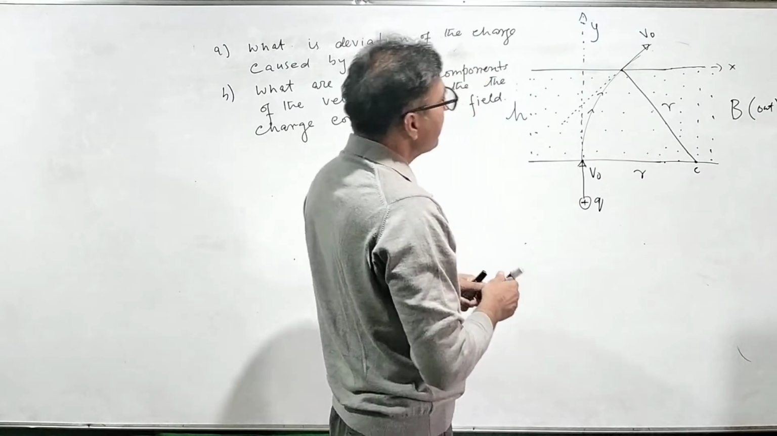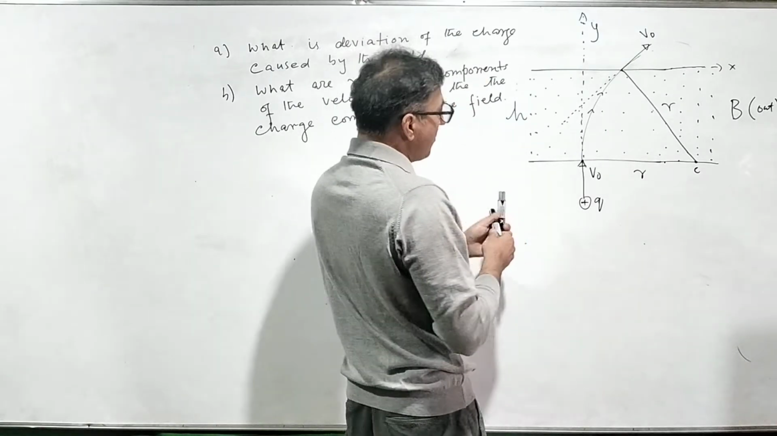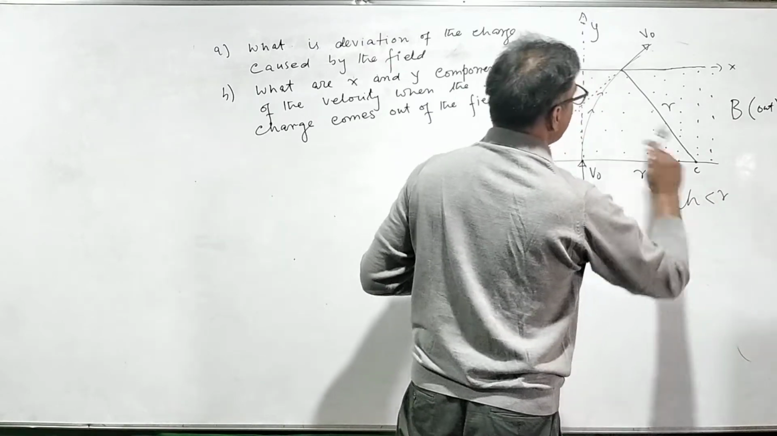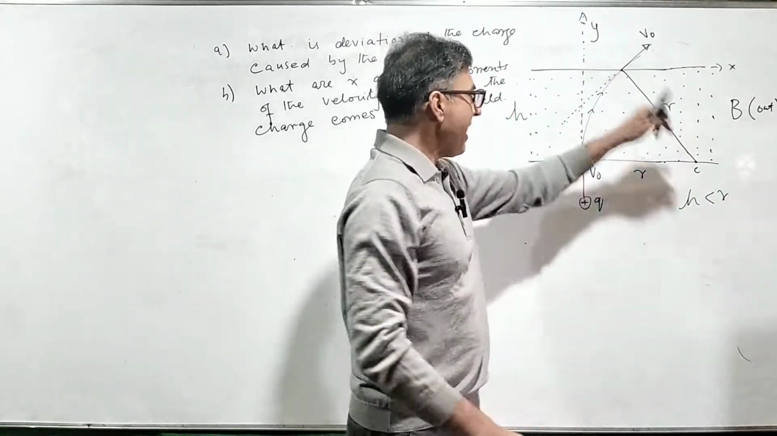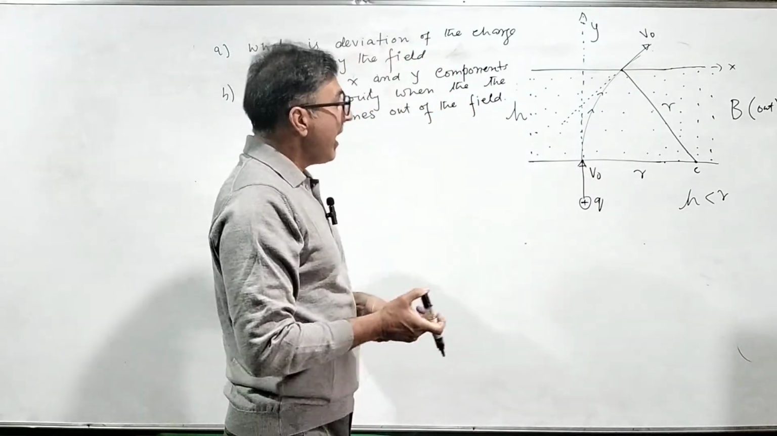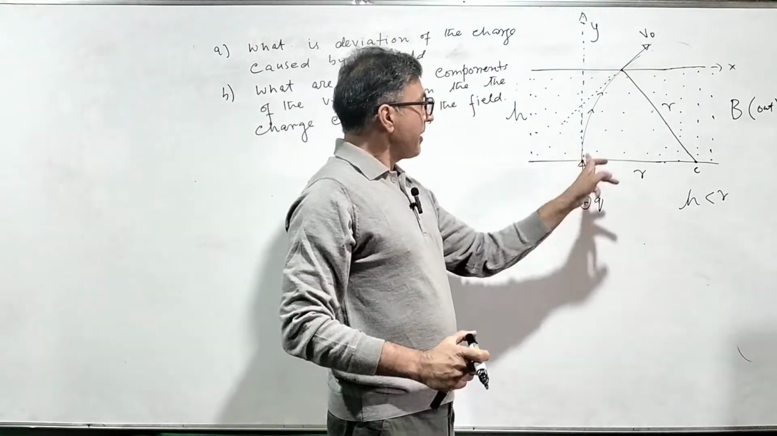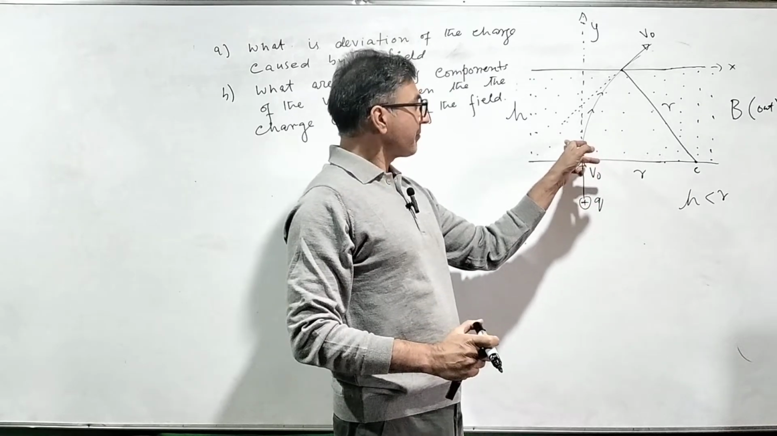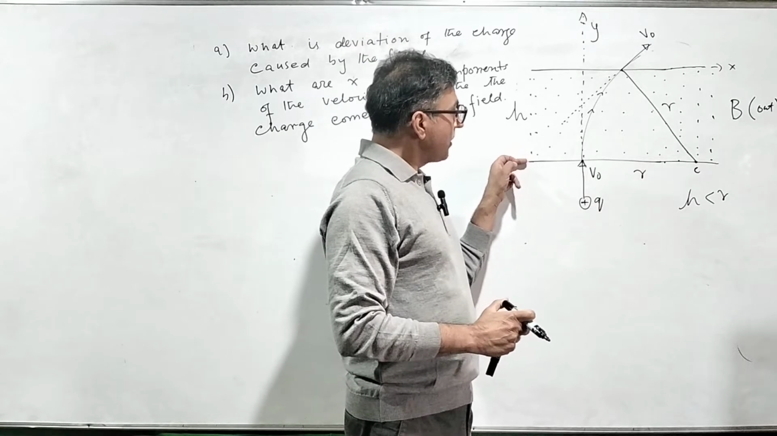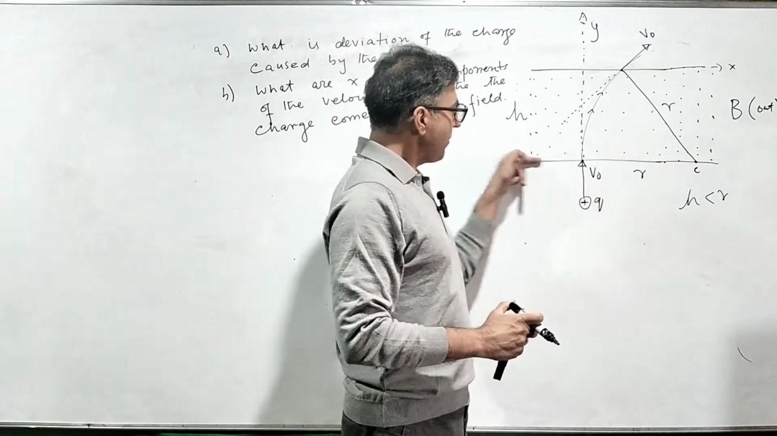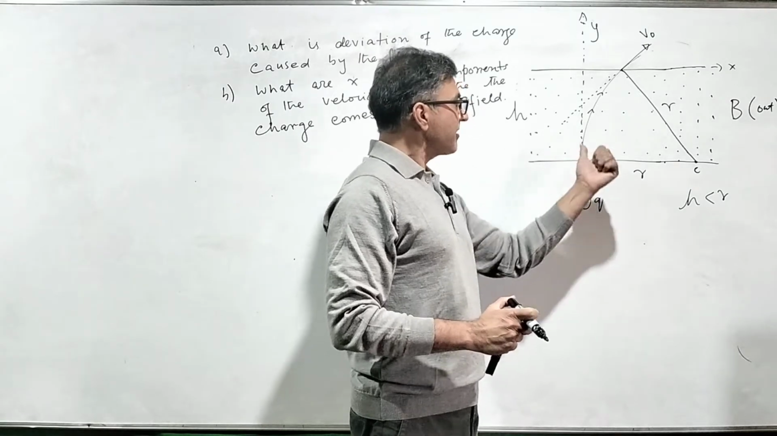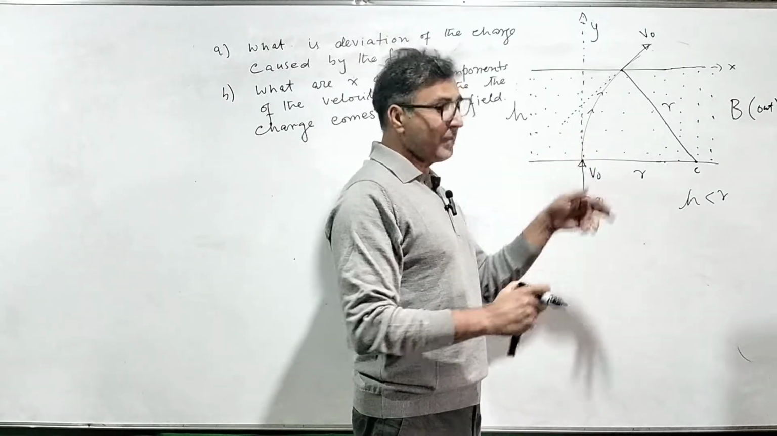Because you see, here h is less than r. So it will not complete a circle and come back. It will emerge out of the magnetic field. And not only that, the charge is perpendicular to the magnetic field. The charge is also normal or perpendicular to the boundary of the field. The charge also makes 90 degrees with the boundary. It makes 90 degrees with the magnetic field, and also with the boundary.